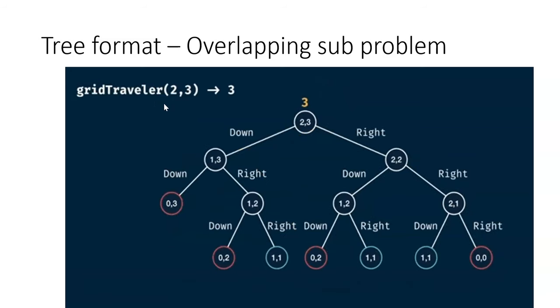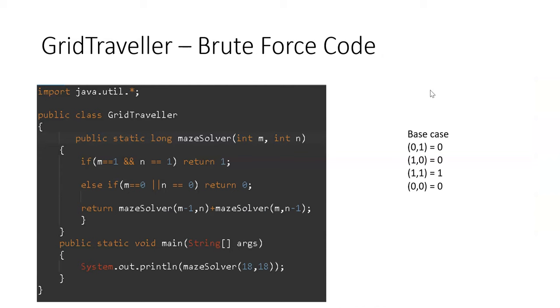So now this is where I've highlighted the answers here for you. So for 2, 3 to reach 1, 1, there are three greens here. These are the possible paths, right and down, that we have noted down. So now let's look at a brute force algorithm for this.